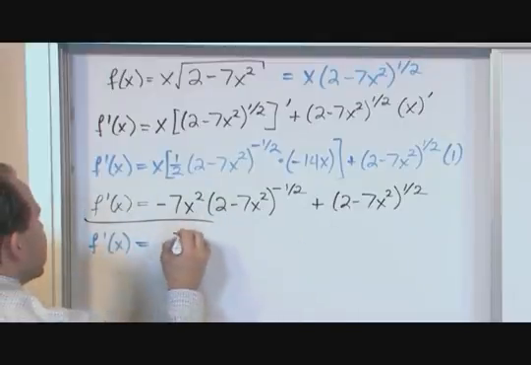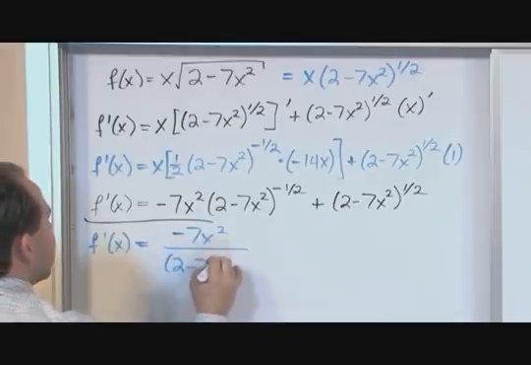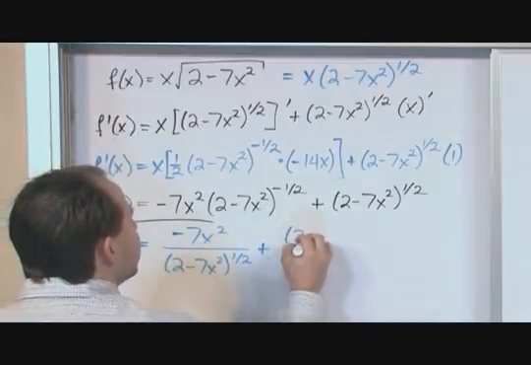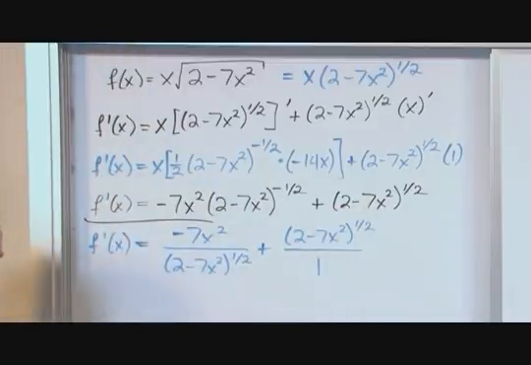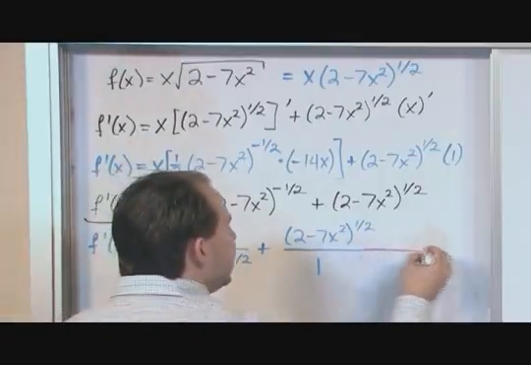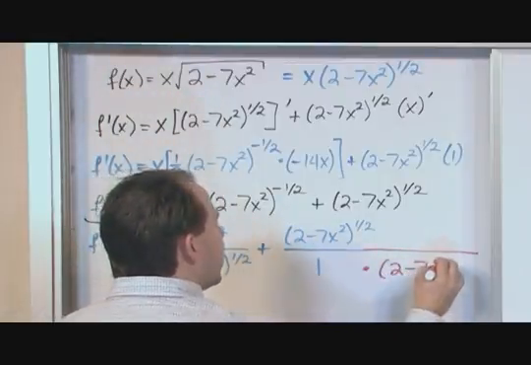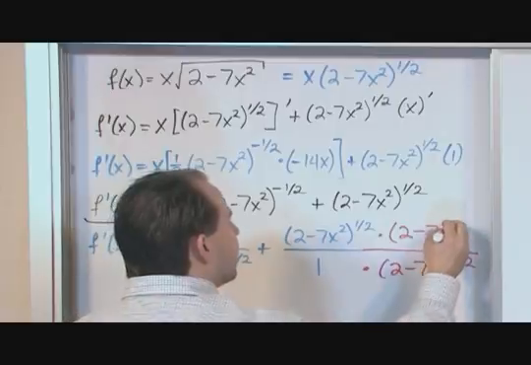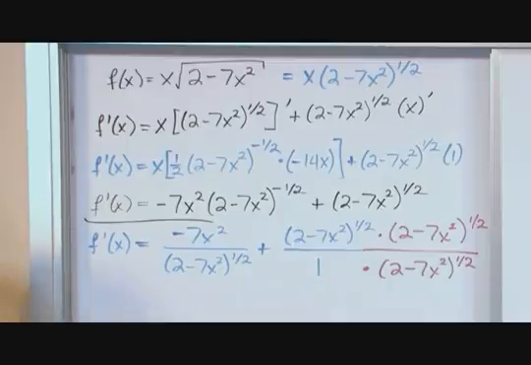Let's rewrite everything. Negative 7x squared. On the bottom, we're going to have 2 minus 7x squared to the positive 1/2. All I did was take this whole term and move it down. Over here, you're going to have 2 minus 7x squared to the 1/2 over 1, because this is always over 1, right? Now what we have is two nice terms we would like to add together, so we have to try to find a common denominator. The easiest way to do that is to multiply this by this guy, 2 minus 7x squared to the 1/2. If we multiply it on the bottom, we have to multiply it on the top.